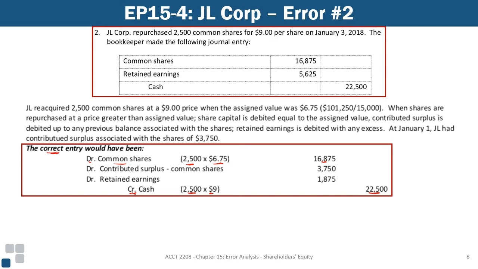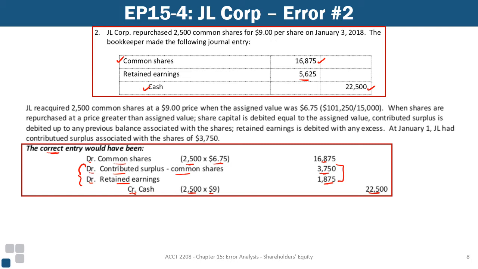Then they would have used up any existing contributed surplus balance. So they would need to debit contributed surplus for $37.50 and then credit retained earnings for $18.75, which is the excess. But you can see here what the company did is they put everything based on the entry up here. So in a situation where you know what the entry was and what the entry should have been, then you can make an adjustment. So here they've got the correct amount to common shares and the correct amount to cash, but the retained earnings gets $56.25.